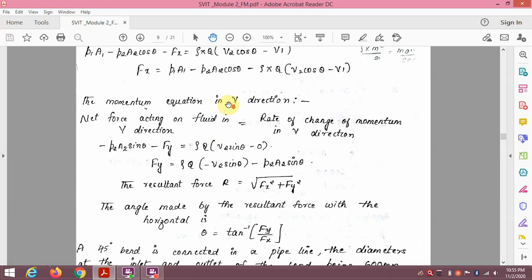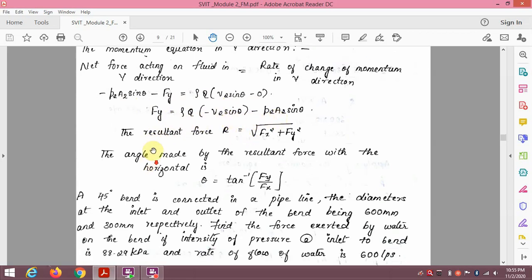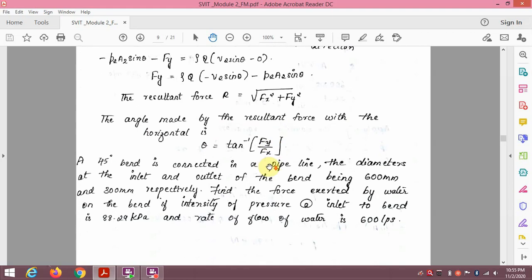Therefore, the momentum equation in the y direction: net force acting on the fluid in the y direction is equal to rate of change of momentum in y direction. So that is equal to minus P2 A2 sin theta minus Fy is equal to rho Q into V2 sin theta minus 0. Therefore, Fy is equal to rho Q V2 sin theta minus P2 A2 sin theta. Therefore, resultant force is equal to root of Fx square plus Fy square. The angle made by the resultant force with the horizontal is theta equal to tan inverse of Fy divided by Fx. Okay.